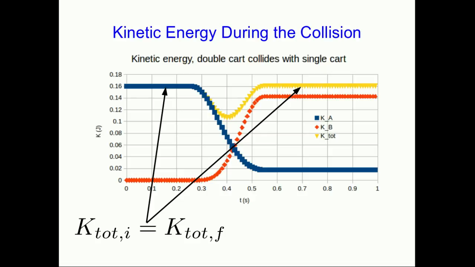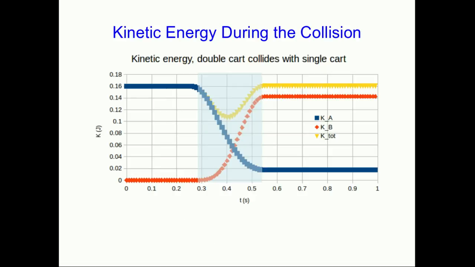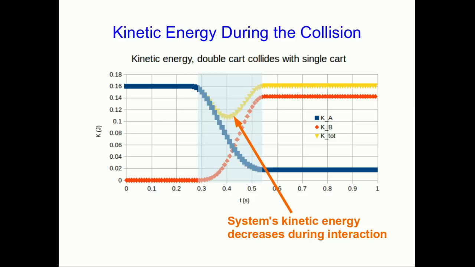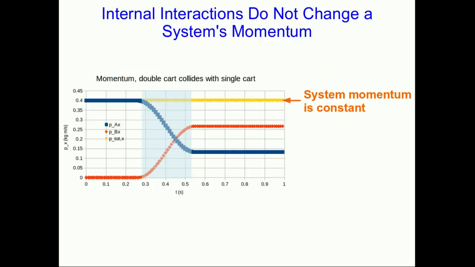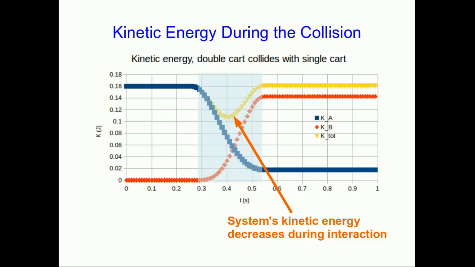This collision is elastic. However, look, during the collision, something interesting happens. The system's kinetic energy decreases during the interaction. Now, contrast that. The momentum of the system remains constant all through the collision, including during the collision. But the kinetic energy, even though it's the same before and after the collision, it's decreased during the interaction. Does that surprise you? In fact, we can explain it fairly easily.